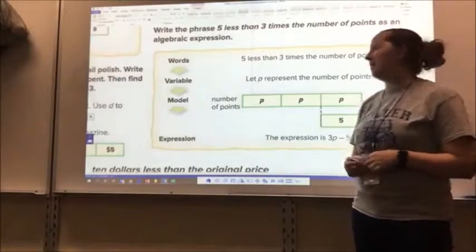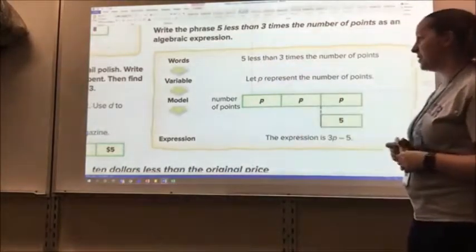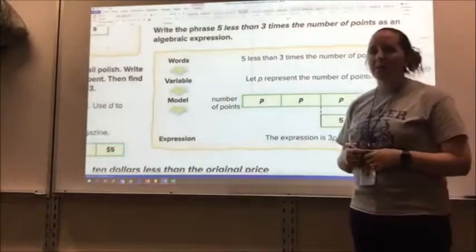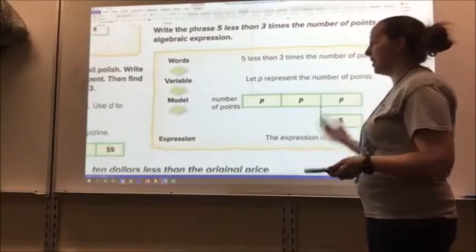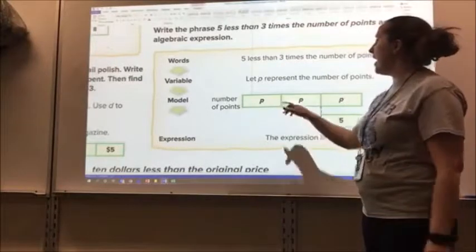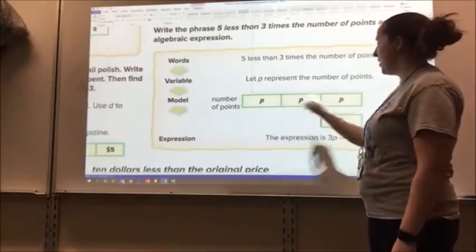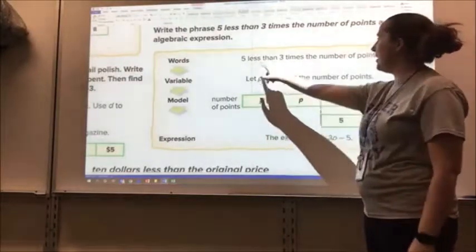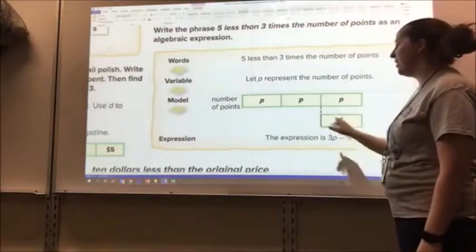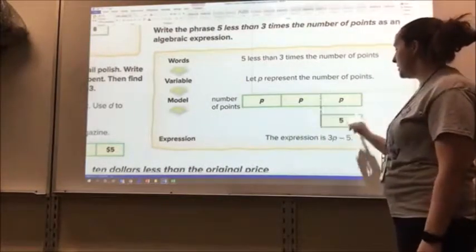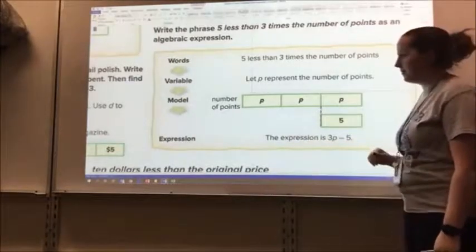So in words, I'm looking at 5 less than 3 times the number of points. I'm going to pick a variable. This one they picked P. Let P represent the number of points. Okay? So I have 3 times the number of points. Points, points, points. There's 3 of them. And then 5 less than that. So I'm subtracting 5. So P, 3 P's, the expression is 3P minus 5.